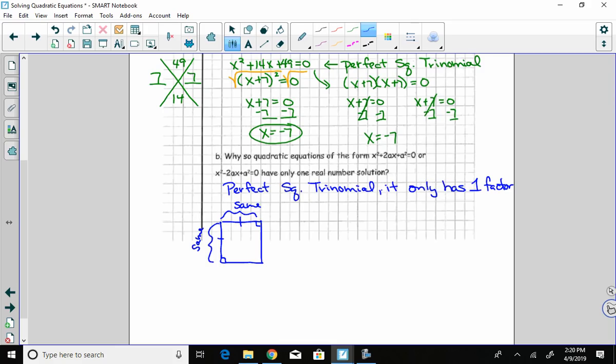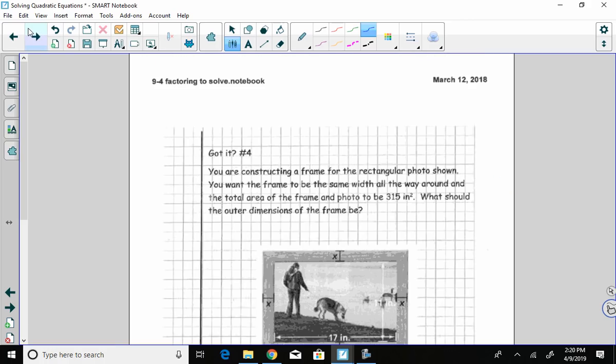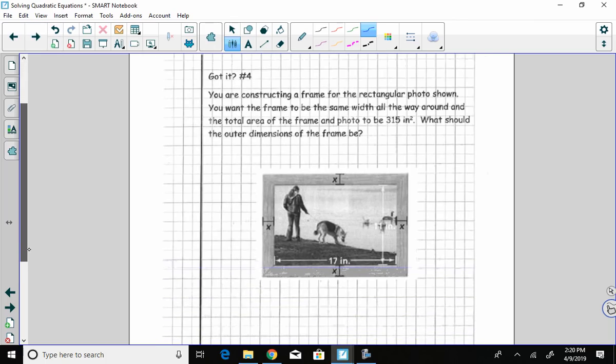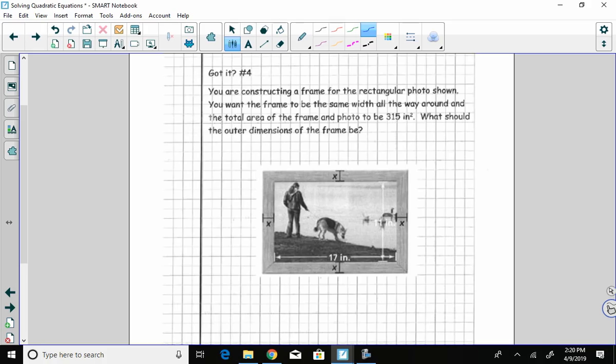All right, next page. You are constructing a frame for a rectangular photo shown. You want the frame to be the same width all the way around and the total area of the frame and photo to be 315 square inches. What should the outer dimensions of the frame be? Okay. What should we know? What do we know? I want you guys to pause a moment, write down things that you know, and then see how your answer compares to mine.